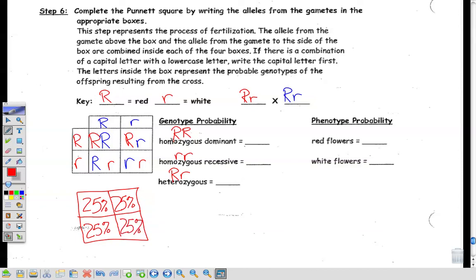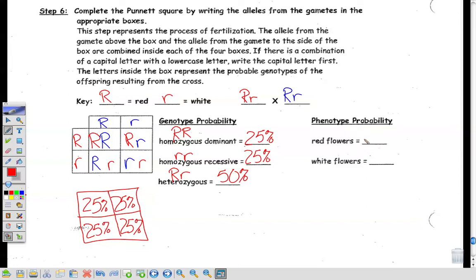So when we look back here, homozygous dominant, we count the boxes. There's only one box there, so that's 25%. When we look at homozygous recessive, there's only one box again, so that's 25%. And then heterozygous, there are 2 boxes. So it's 25 plus 25 to give us a total of 50%.